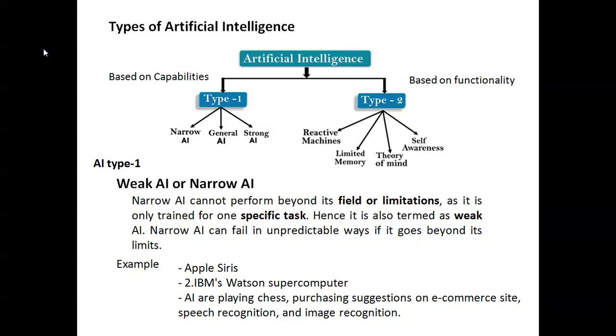So under type 1 based on capability, number one is narrow AI or weak AI. So what is narrow AI? What is weak AI? The system won't work beyond its limitation. They have some specific task. If they work beyond the limitation, there might be unpredictable failure. So it's a weak AI. Narrow means it's a straight line, it won't go beyond that. Examples: IBM Watson supercomputers, playing chess, e-commerce sites, speech recognition, image recognition. So these are examples of narrow AI.